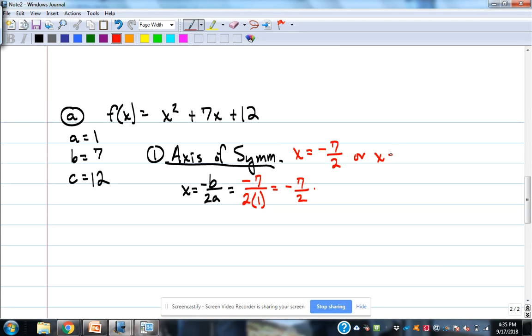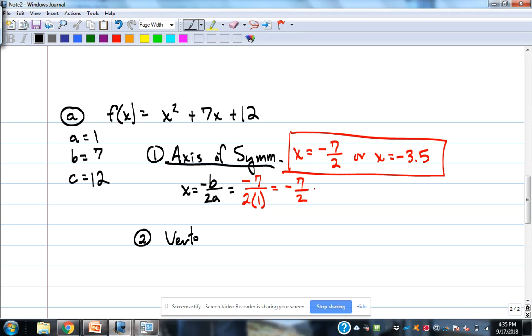So our axis of symmetry is x equals negative 7 over 2. Or, since this one is nice and terminates, a decimal might be used. Understand that it could be written as either of those. Okay. So there's our axis of symmetry. Because we know the axis of symmetry, we know that what part of the vertex is also negative 7 over 2.